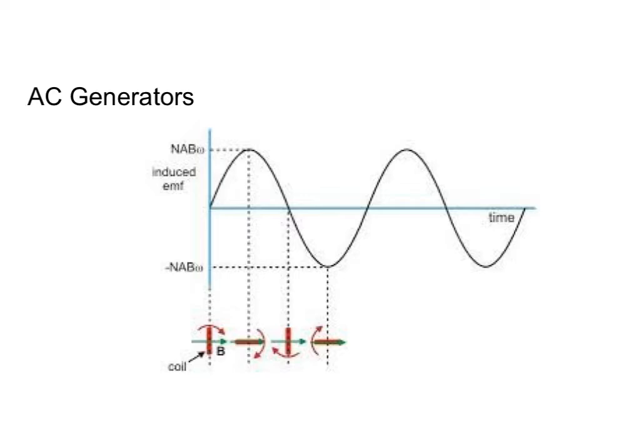On the y-axis of our graph is our induced EMF, or that curly E. On the x-axis, we're going to measure time, since our EMF is changing over time. Now, I do want to talk about a few of the components of our sine wave that can change.